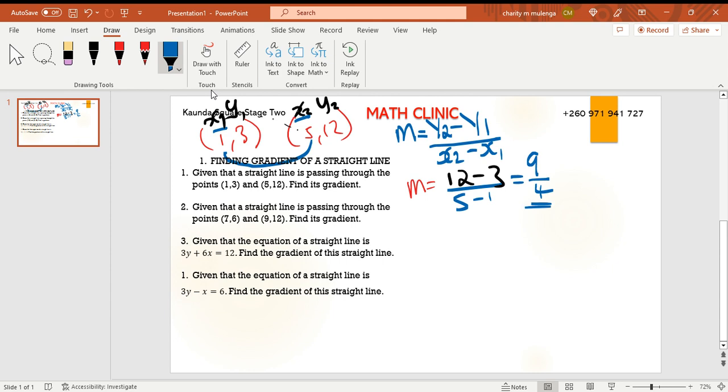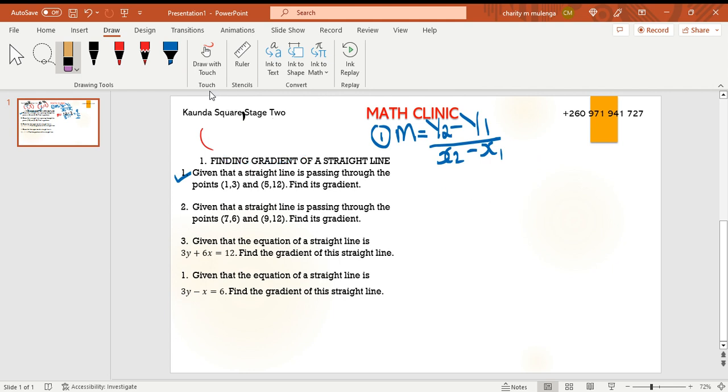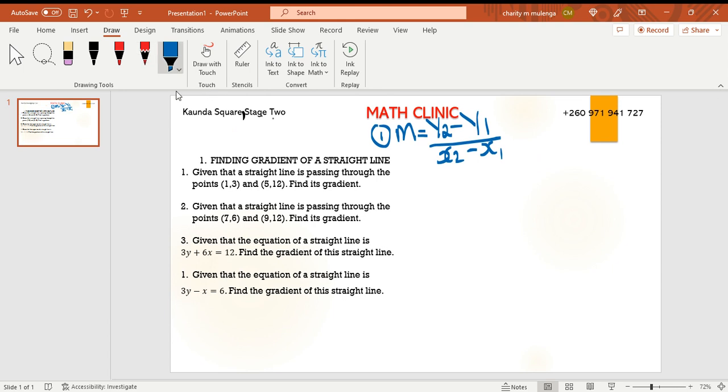Now, as your gradient, it's often recommended to leave your gradient as a fraction. However, it can still be changed into a decimal or a mixed fraction. So we have found the gradient for the first question here. And our gradient is 9/4 or 9 over 4, if you like. So we have found the gradient for the first pair of coordinates. So that's how you find the gradient if you're given two pairs of coordinates, such as question 1.